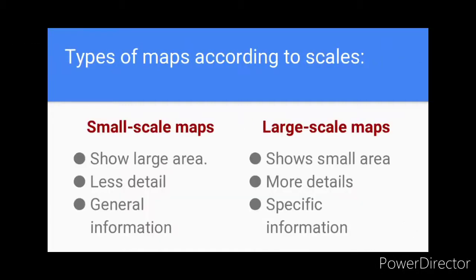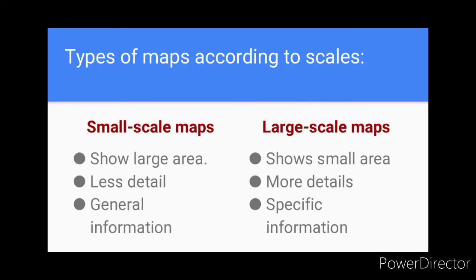Now we will move on to types of maps according to scales. There are two types of maps: small scale maps and large scale maps. Now what do small scale maps tell us? They show a large area. For example, India is a large area, so a small scale map will give you the whole map of India. There will be very few details, only important ones such as the states and maybe districts, but that is very rare. It gives you very general information about the whole area.